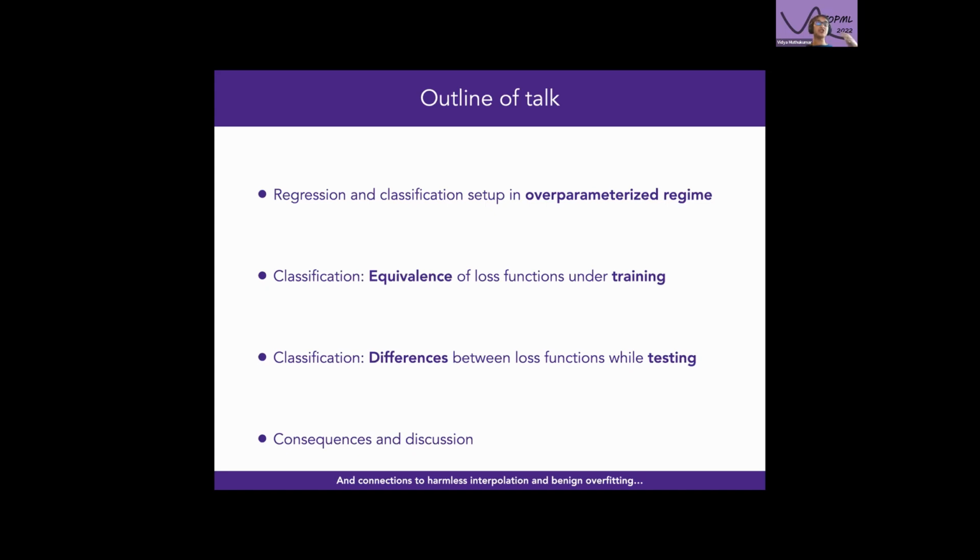And through this talk, we're actually going to see that the loss functions play very different roles at these different phases of machine learning. And time permitting, I'll end with some discussion of consequences and potential future directions of this whole line of work. So there are going to be some connections between the results I'll present today and the phenomenon of harmless interpolation and benign overfitting, some of them more direct than others. And I'm going to try and highlight these connections as we go through this talk.